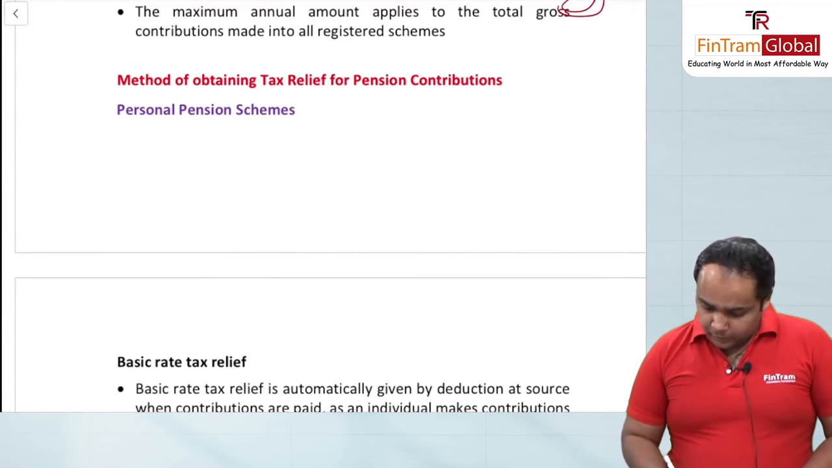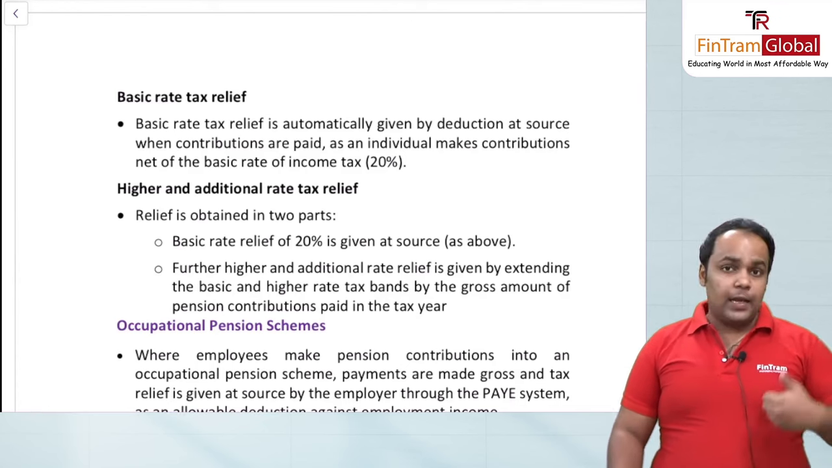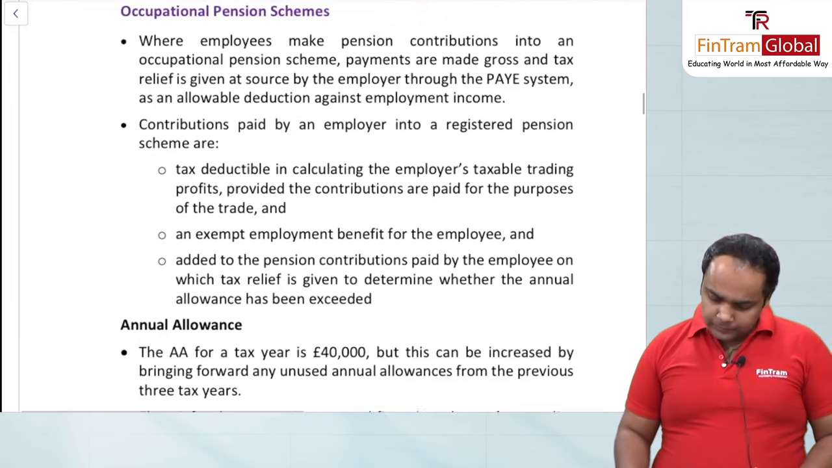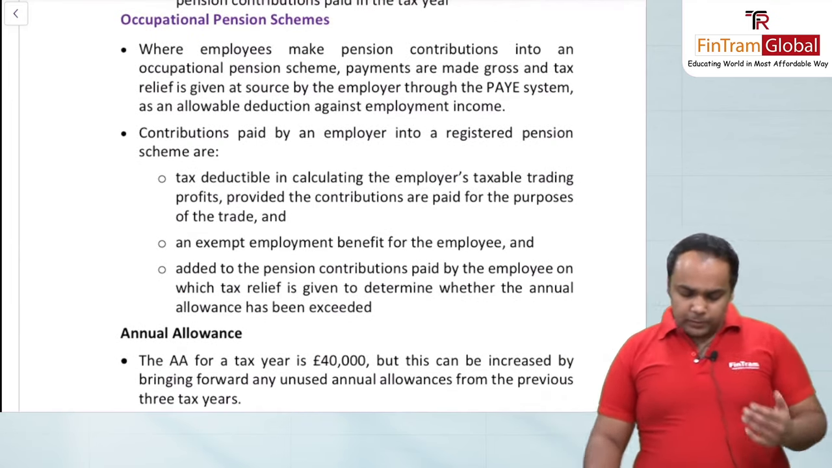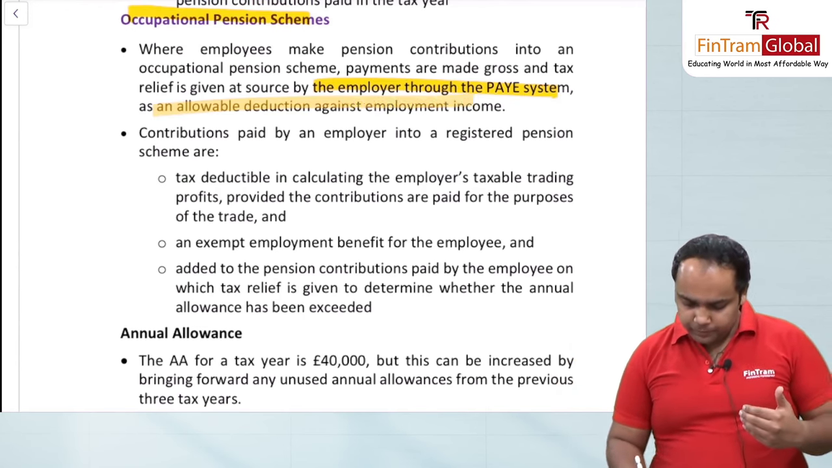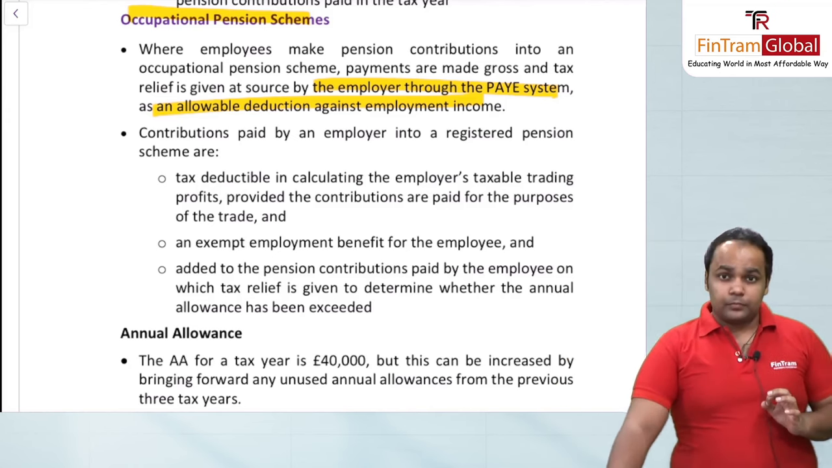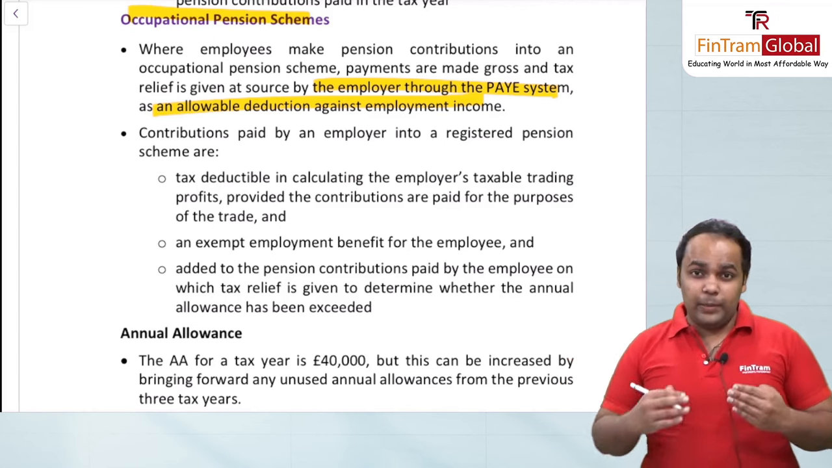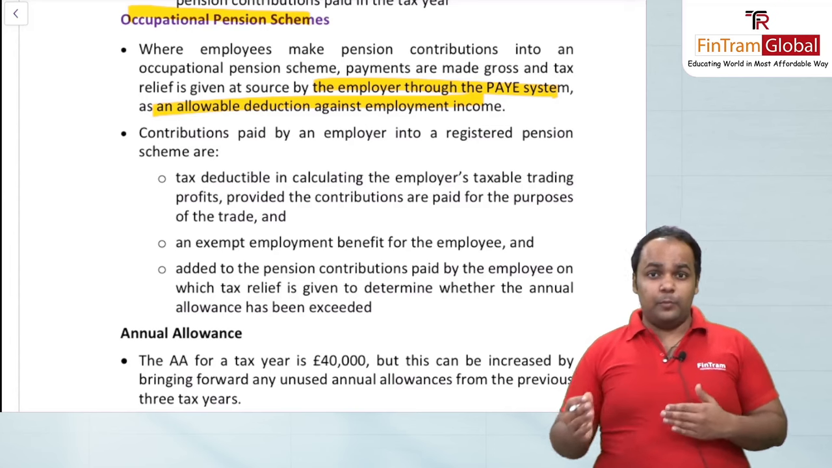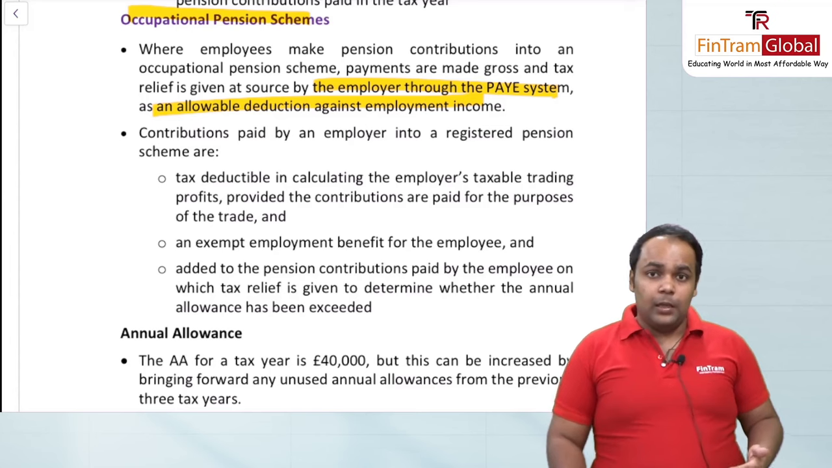Tax relief for pension contributions applies the same way as gift aid donations. You get a 20% relief at source and extension of basic and higher rate bands as well. Occupational pension schemes, of course, payments are made gross and relief is given through the PAYE system against the employment income. Now, in an occupational pension scheme, employers as well make a contribution to the pension scheme apart from employees. Employees are of course making a contribution, which is again, as I said, given as a reduction under PAYE.